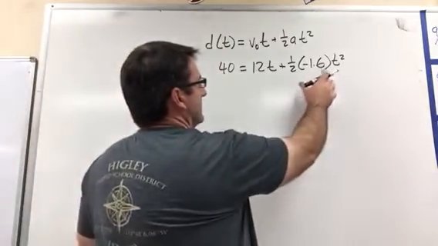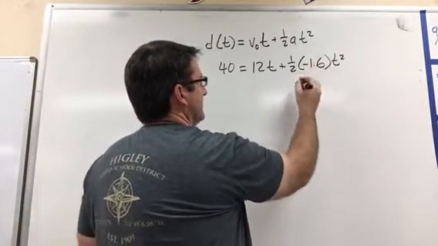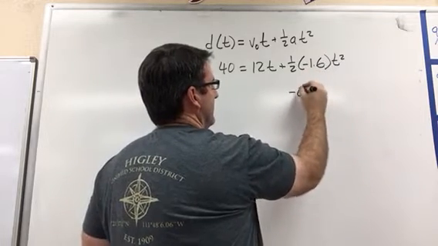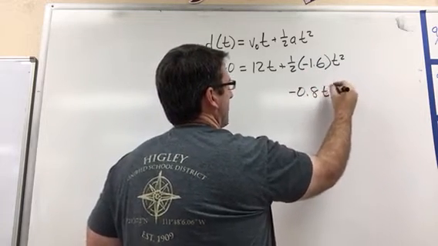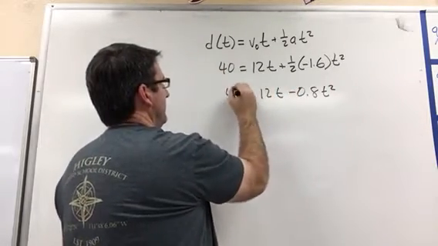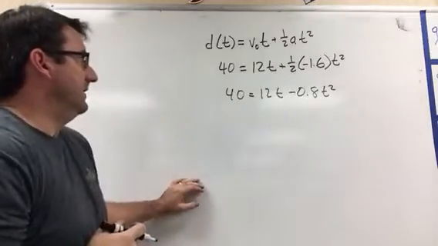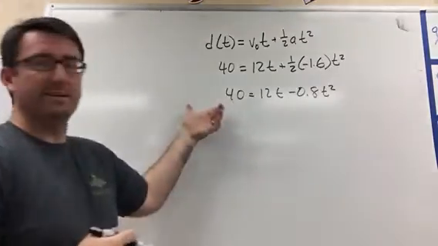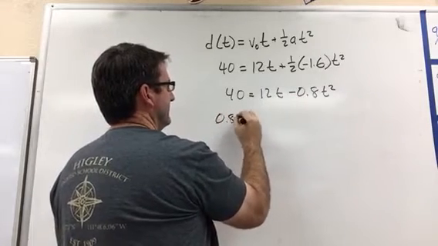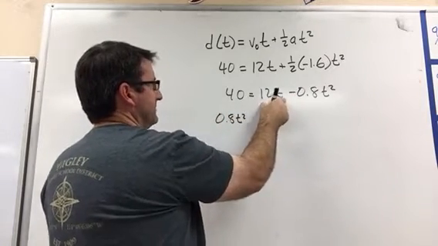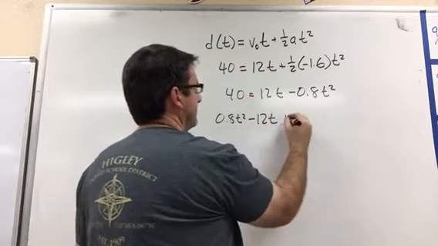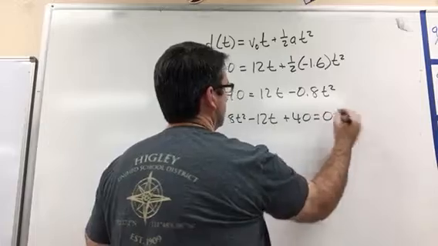All right, so let's multiply this here. 1/2 times negative 1.6 is negative 0.8 t squared. And this is going to be 12t equals 40. Let's move everything over to this side of the equation. So this becomes positive 0.8 t squared. If we subtract 12t from both sides, we get negative 12t plus 40 is equal to 0.